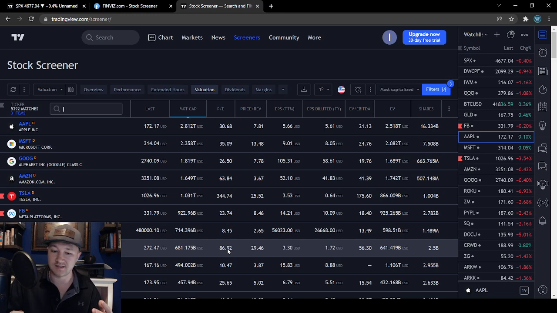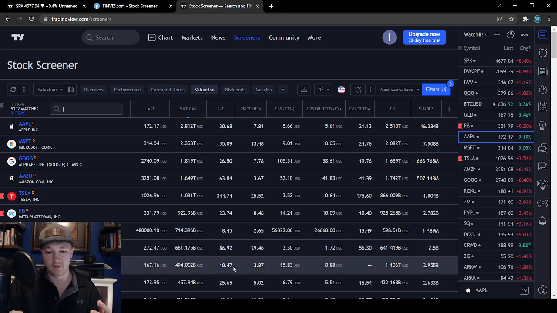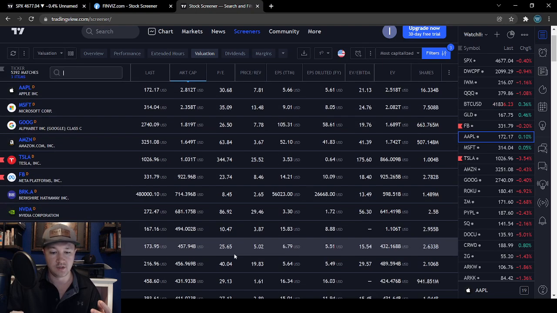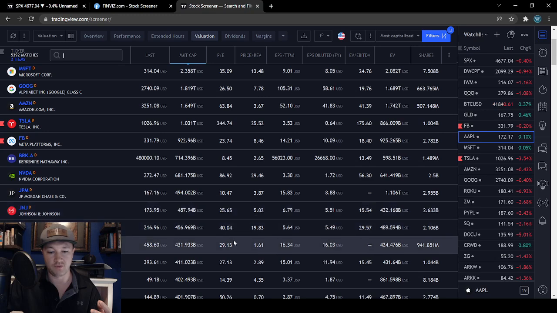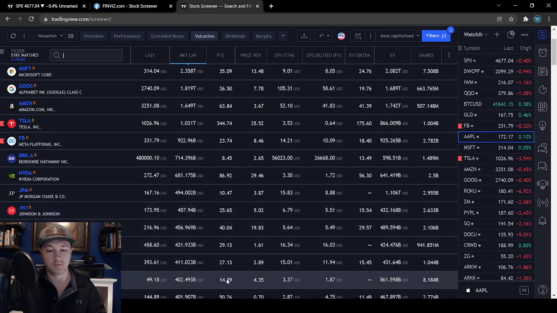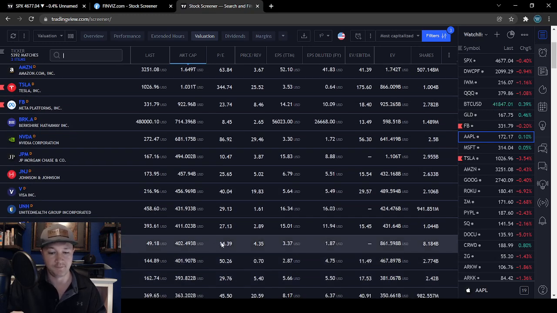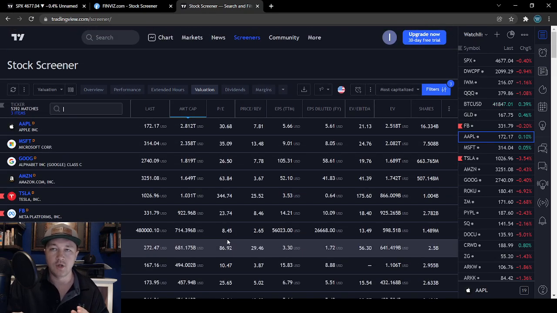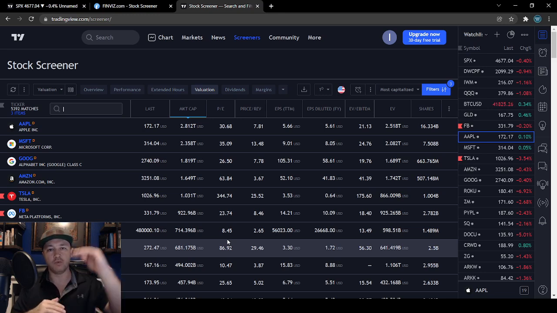NVIDIA, $86. JP Morgan, $10. That's pretty cheap, right? Compared to all these other numbers. And then so forth, right? 25, 40, 29, 27, 14. Bank of America is pretty low at 14. So that is how you find undervalued companies to potentially invest in if this is what you want to do, right? You want to find companies to invest in that you think are undervalued right now, that have more room to run to the upside than some of these other companies, right?